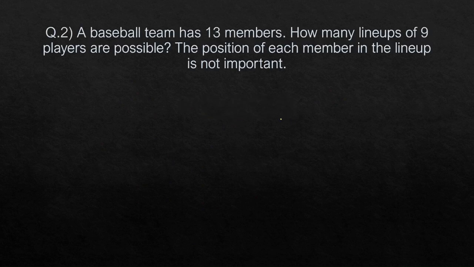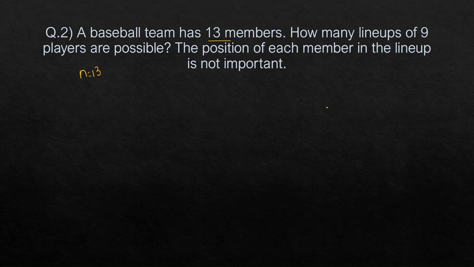Now we'll be looking at various types of questions. In these questions, just the language is changed. The concept remains the same. A baseball team has 13 members. So n is equal to 13. How many lineups of 9 players are possible?